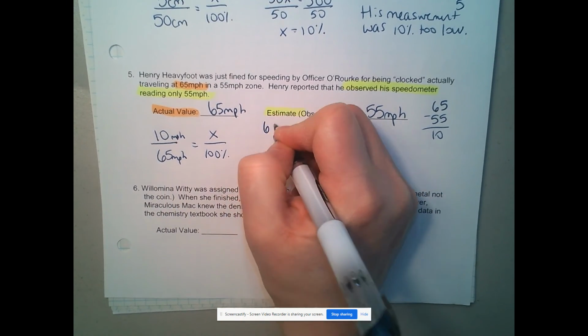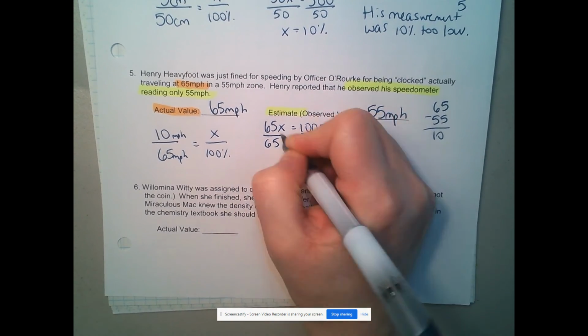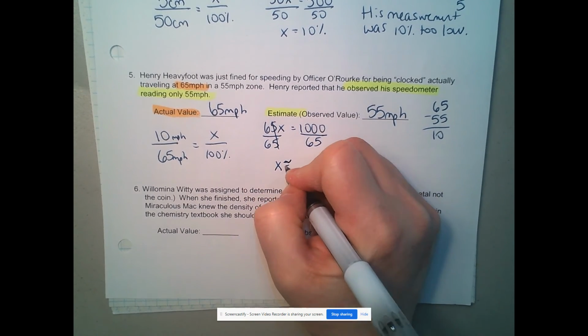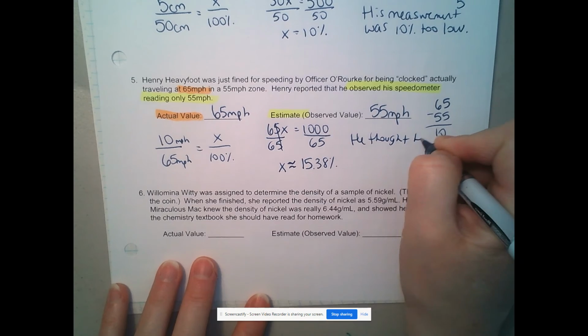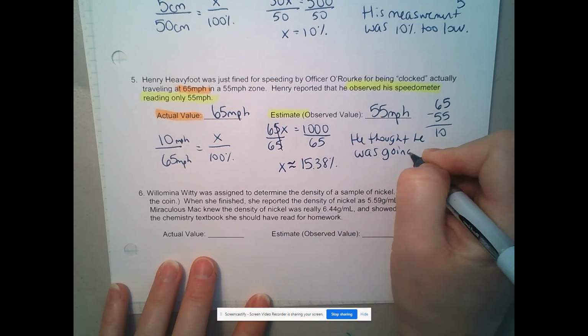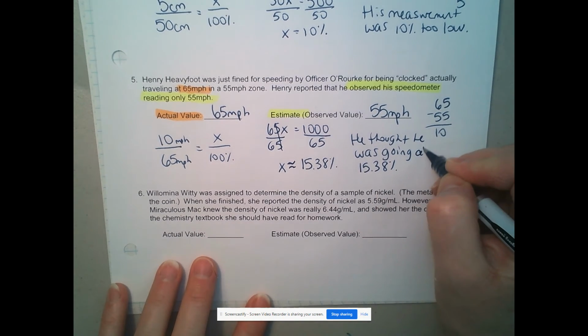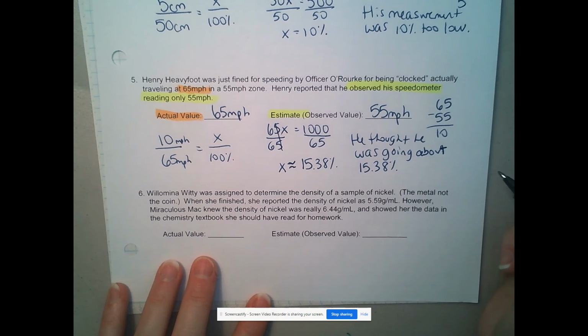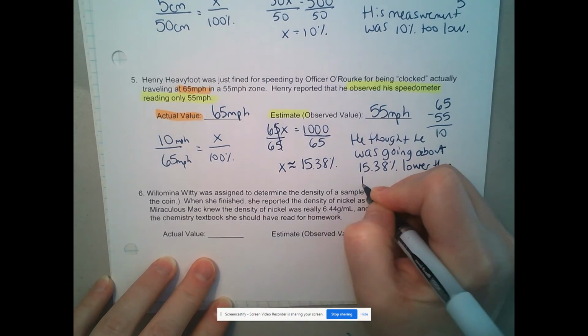So 65 times x equals 10 times 100, and divide both sides by 65. You're going to get x equals, or approximately, this one's a little messy, 15.38%. So he thought he was going 15.38%. Now I can either say about, or I can put in the approximate symbol. About's going to make more sense because it's a word problem and we're putting words in our answer. He thought he was going about 15.38% lower than he actually was.